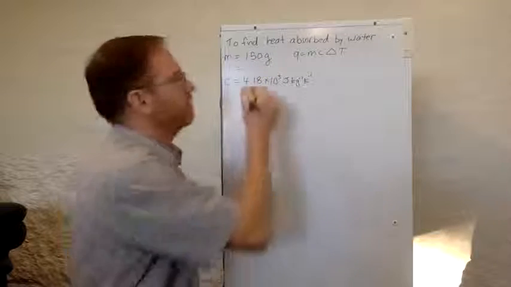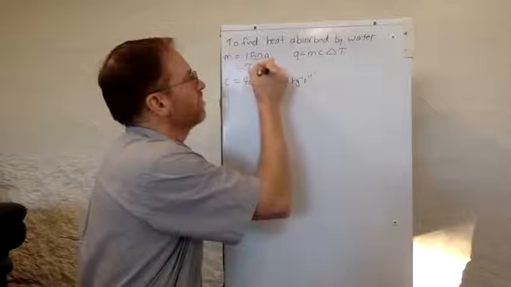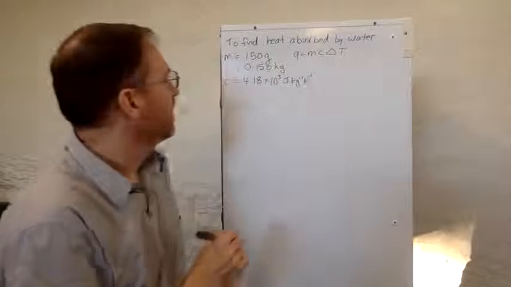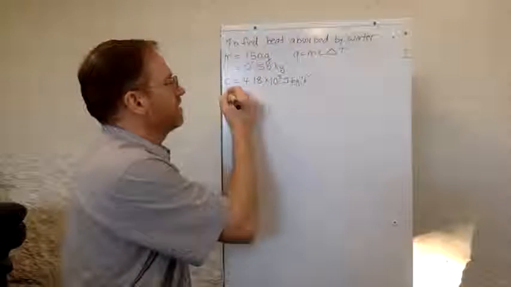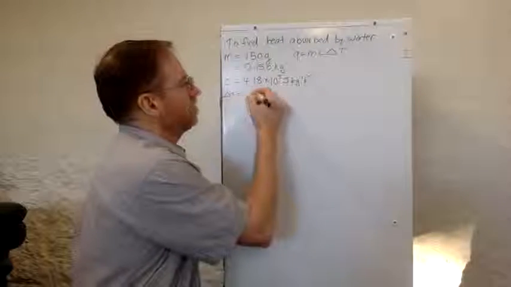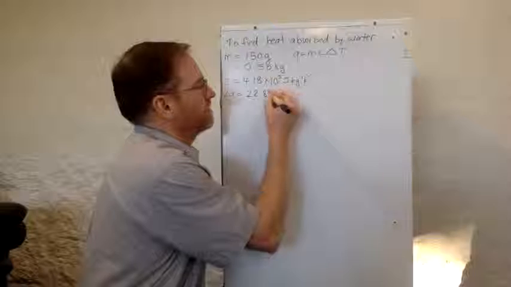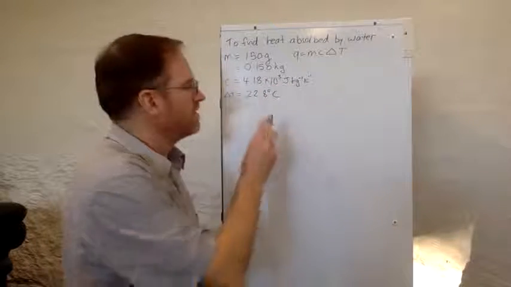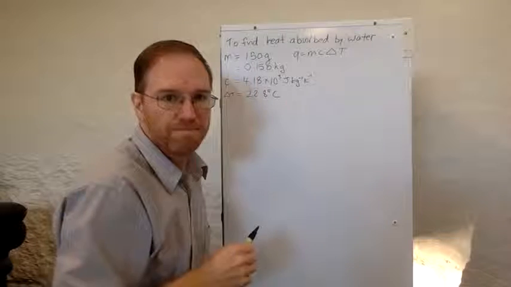So my mass is 150 grams, that's 0.150 kilograms. And I need to know the change in temperature. Well, in this investigation, let's imagine that the change in temperature was 22.8 degrees Celsius. That's how much the temperature of the water increased. This is in Celsius and this is in Kelvin.